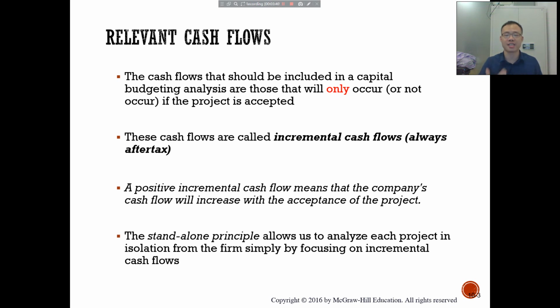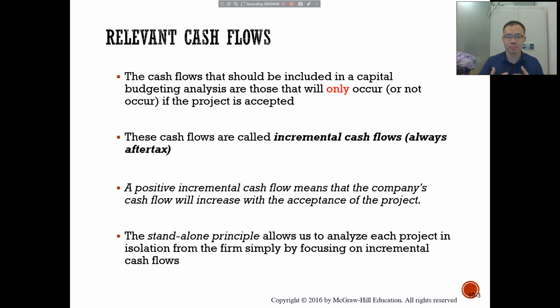The rent is a sunk cost. It will always occur no matter whether the project is accepted or not. And in the latter case, the rent cash flow is not an incremental cash flow. A positive incremental cash flow means that the company's cash flow will increase with acceptance of the project.